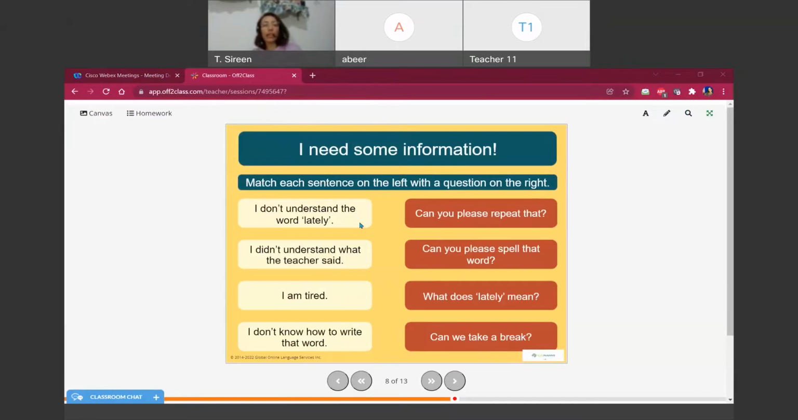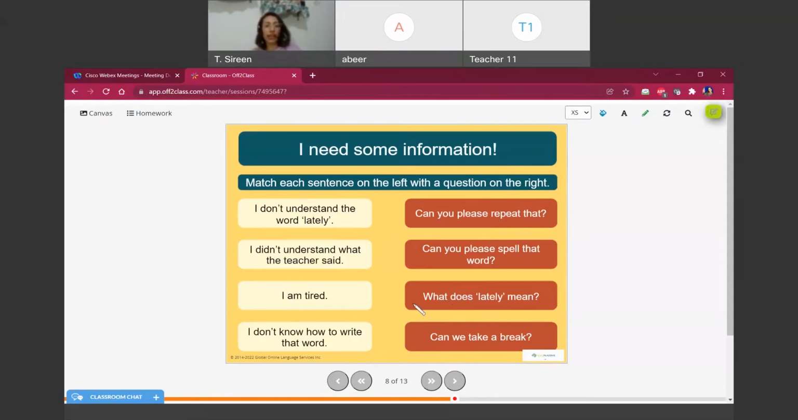So, can you repeat that? Or I don't understand the word lately. What is that supposed to mean? Can you please repeat that? No, no, no. When, for example, there's the word and I don't understand it, you as the teacher, so I tell you, teacher, I don't understand the word lately. Or I can use it in a question.